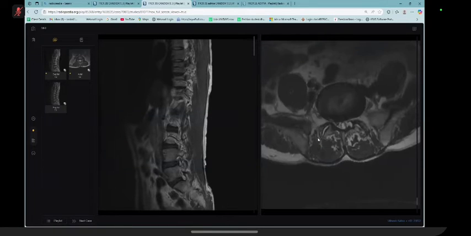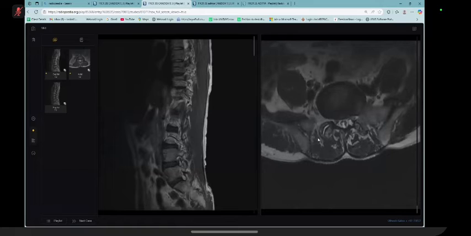Okay. So this is known as the facet joint synovial cyst, which is a very common cause of this neuritic pain in UK. In the subcontinent few cases are there, so we don't know about it. But this is a very important cause over here.